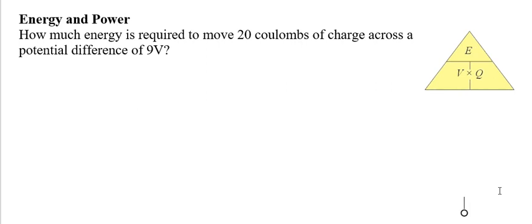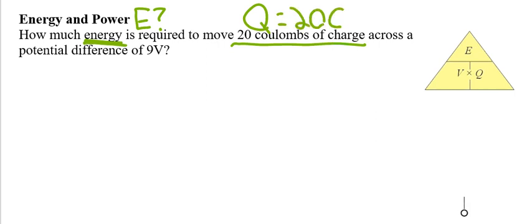This first question: how much energy is required to move 20 coulombs of charge across a potential difference of 9 volts? So as always, we do want to start by underlining our important information. Okay, so it's asking us about energy. That's the thing that we don't know. 20 coulombs of charge. It's telling us that Q is 20 coulombs. And it's giving us a potential difference of 9 volts. Okay, so that's all of our information.